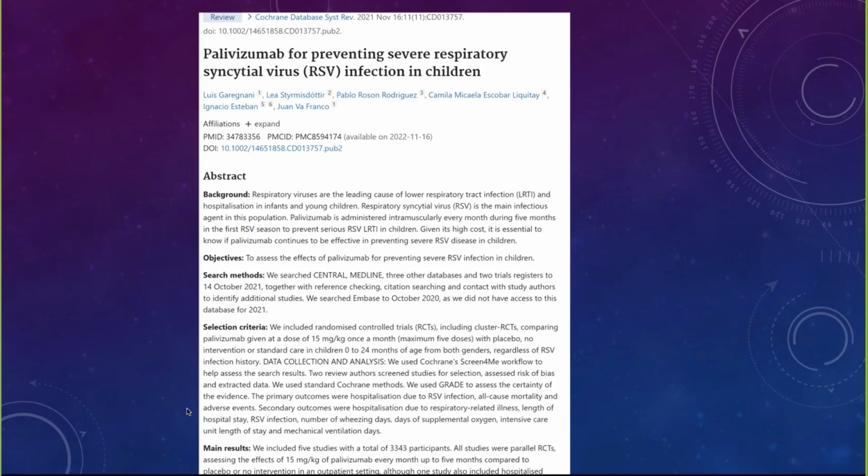So this was just data about palivizumab preventing RSV in younger kids, younger than 2 years of age. This includes more than 3,000 patients, and it was given for 5 months, and it proved to decrease hospitalization.